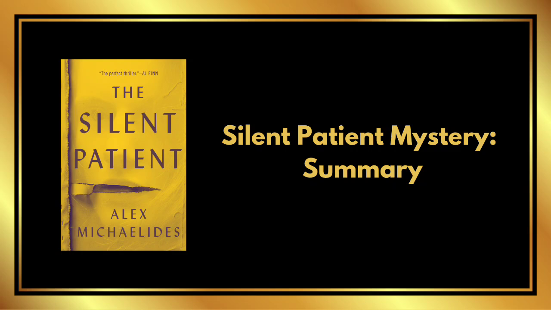Psychological trauma. Alicia and Theo both come from abusive pasts. Their actions are shaped by childhood wounds, showing how trauma echoes through a person's life. Perception versus reality. What we believe to be true isn't always reality. Theo seems like a caring therapist, but he's the true villain. Alicia seems guilty, but she's actually the victim.